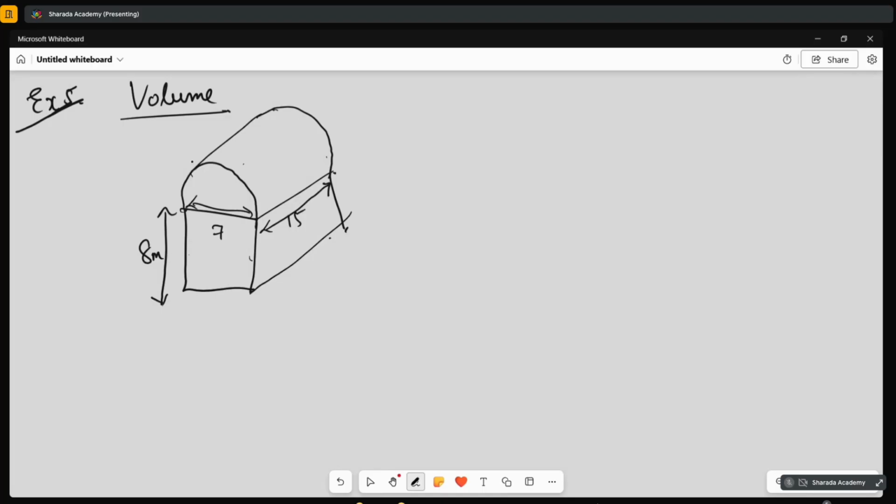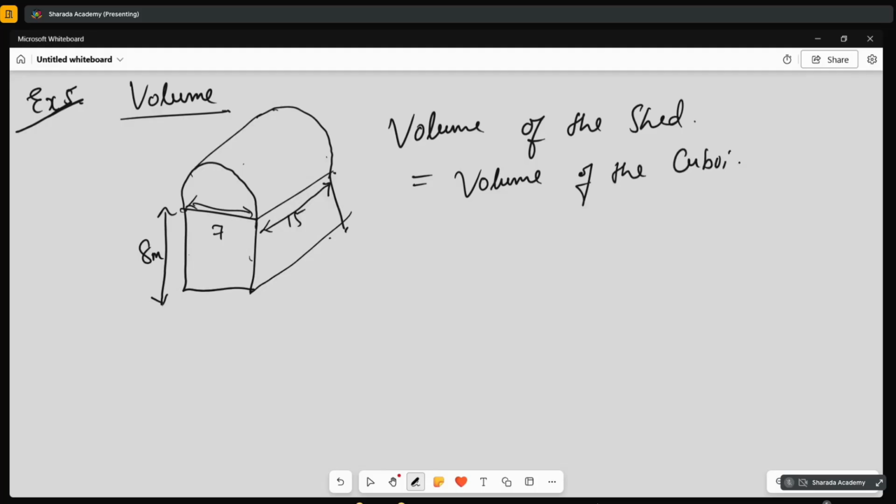Now, so what is the total volume of this? And write down this. The volume of the shed. Volume of the shed is equal to volume of the cuboid plus the volume of this portion, that is the half cylinder, what they are telling.